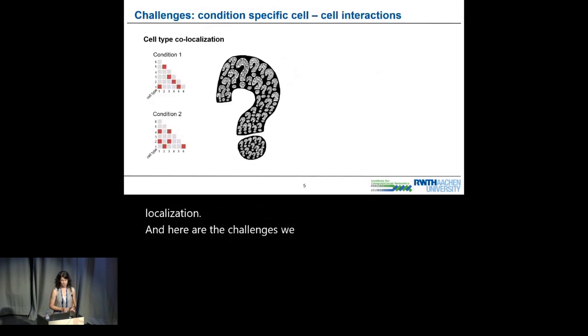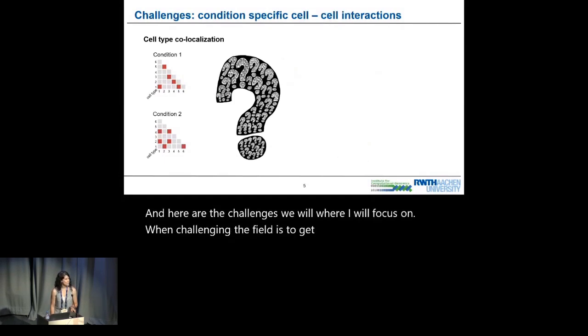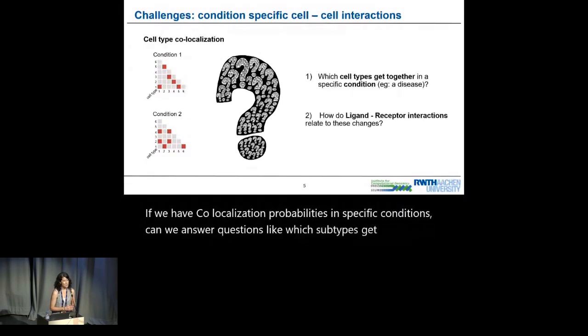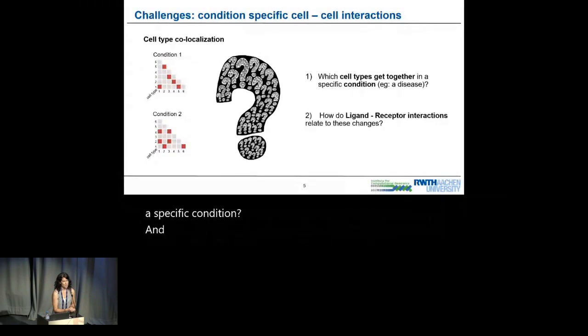Here are the challenges where I will focus on. One challenge in the field is to get condition-specific cell-cell interactions. For example, if we have colocalization probabilities in specific conditions, can we answer questions like which cell types get together in a specific condition? And how are ligand-receptor interactions related to this?